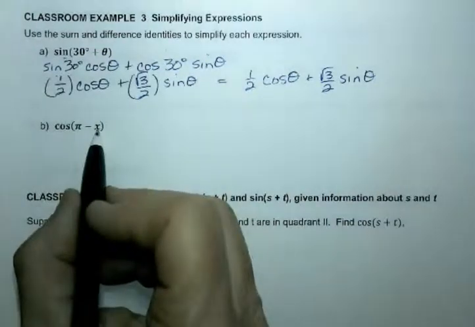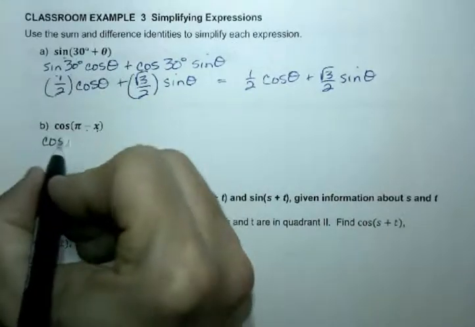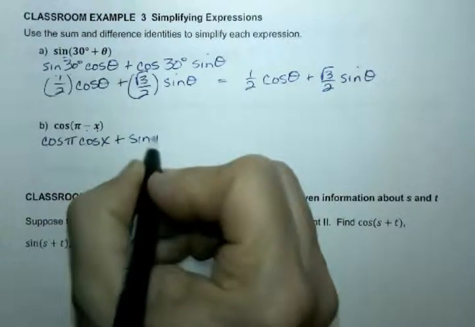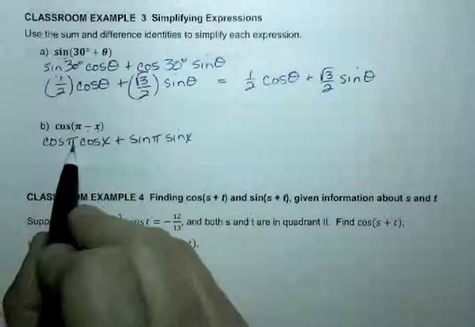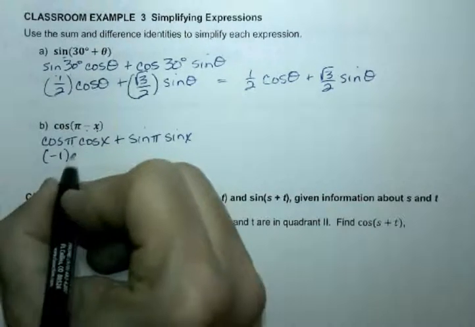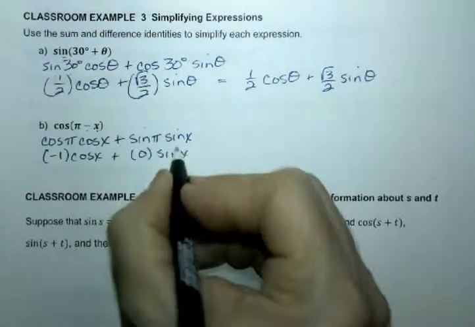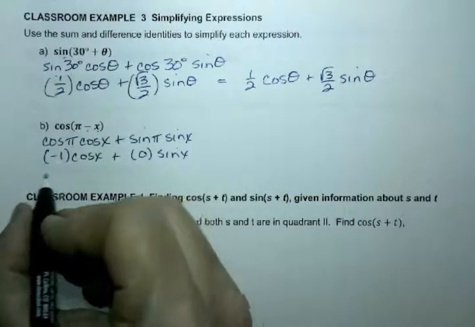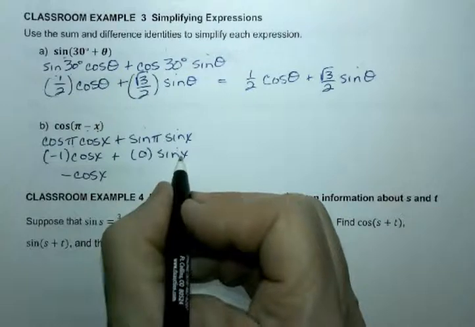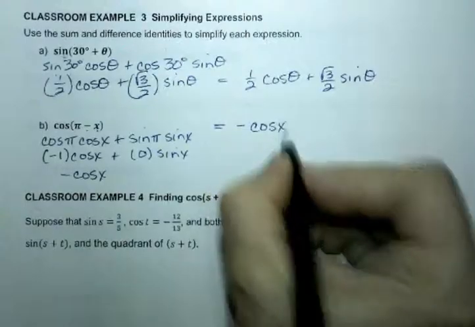We can do the same thing here. We can use the difference identity for cosine. We would have cosine of pi times cosine of x plus sine of pi times sine of x. We can substitute in the values that we know. The cosine of pi is equal to -1. The sine of pi is equal to 0. So here we get negative cosine of x, and this term is going to go away because it's 0. So this whole thing turns out to be negative cosine of x.